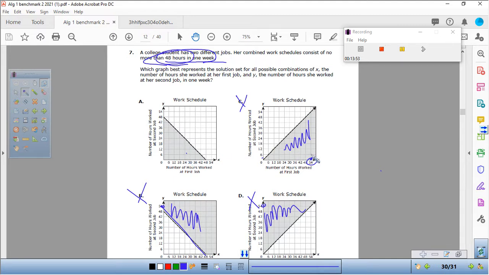Let me pick this point right here, guys, way over here. This is 54 hours in one job and then 6 hours in another job. How is that going to add up to be less than 48? Doesn't even make sense. So all of these that have big numbers like that are out.